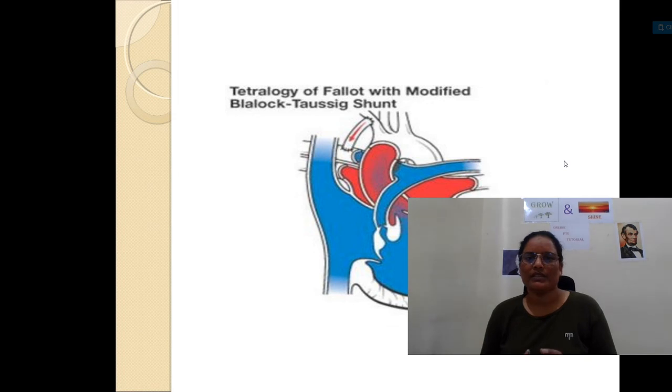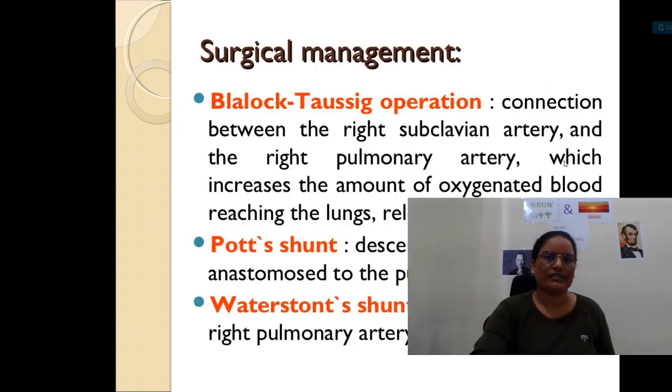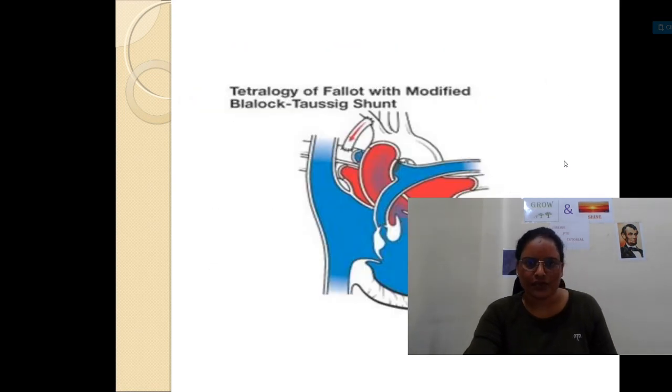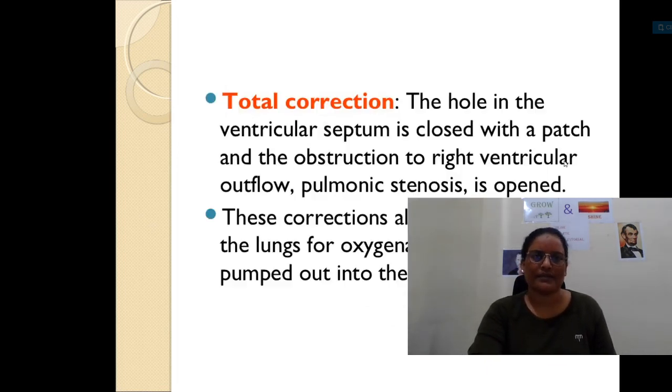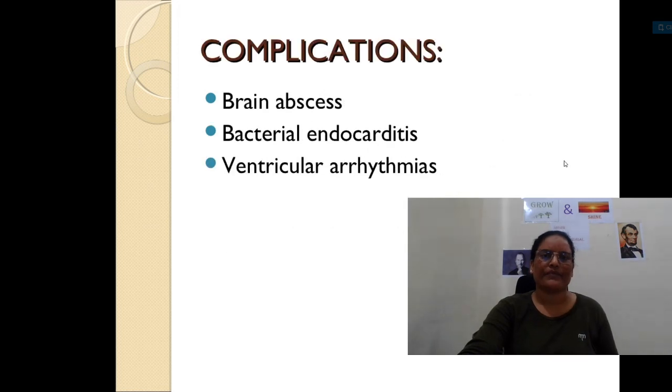Next is this picture. You can clearly see after the surgical management this kind of circulation happens in the patient suffering from tetralogy of Fallot. Then the next one is total correction. The hole in the ventricular septum is closed with a patch and the obstruction to right ventricular outflow, pulmonic stenosis, is opened. These corrections allow blood flow to the lungs for oxygenation before being pumped out into the body. And the complications: brain abscess, bacterial endocarditis and ventricular arrhythmias.